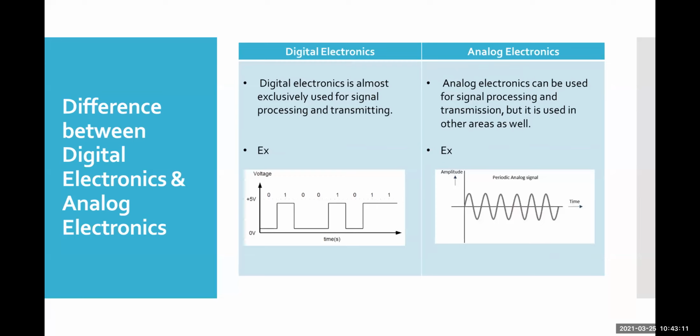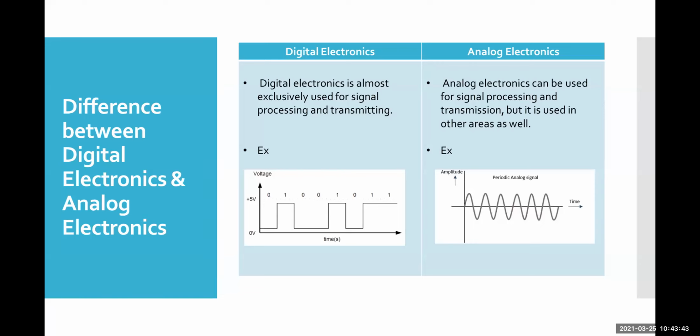Then after that, an example is given here: digital electronics is almost exclusively used for signal processing and transmitting. So what is the main use of digital electronics? The main two uses are signal processing, and then after that we are transmitting the signal. If I speak about analog electronics, it can be used for signal processing as well as transmission. But also we are using it in many areas like computer vision, then communication, then machine learning. Too many uses of analog electronics.